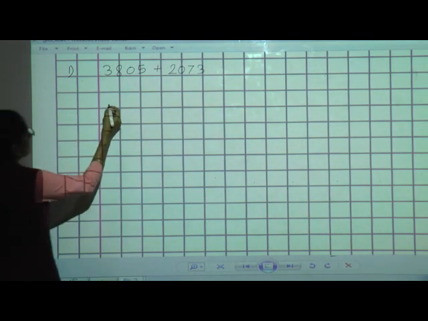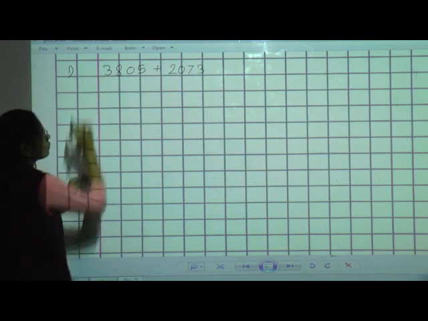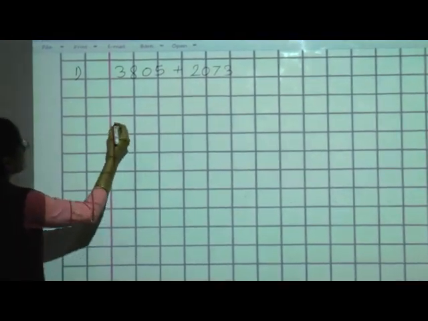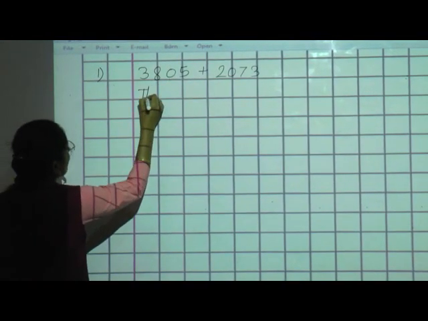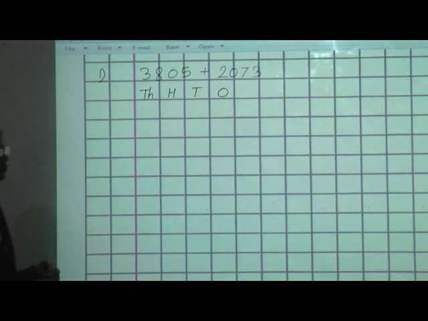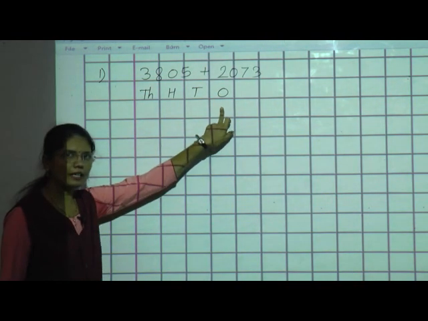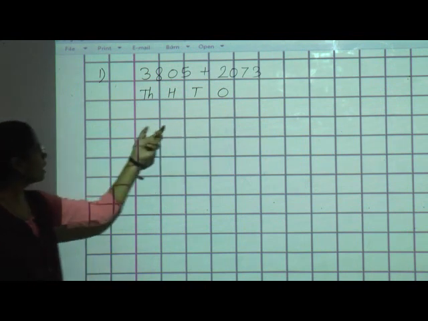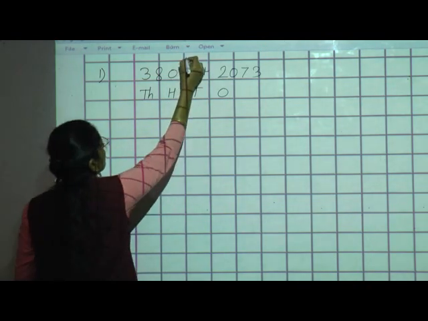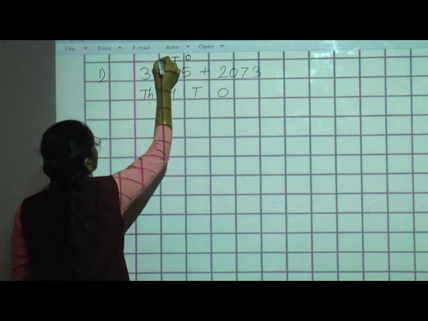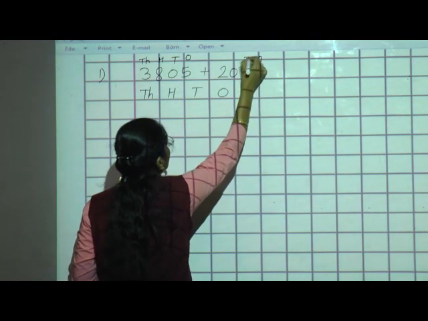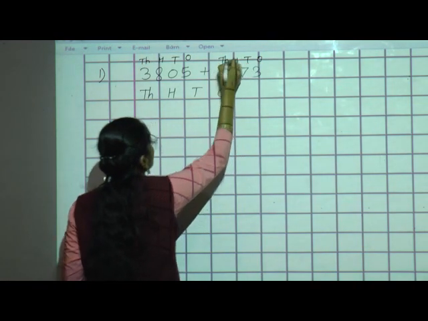Okay, so I'll write here. See, it is a 4-digit number, and this is also a 4-digit number. So first we will write thousands, hundreds, tens, ones. Then we will leave one line for carry. Now the first number, see, this is ones place, tens, hundreds, thousands. This is also ones, tens, hundreds, thousands.